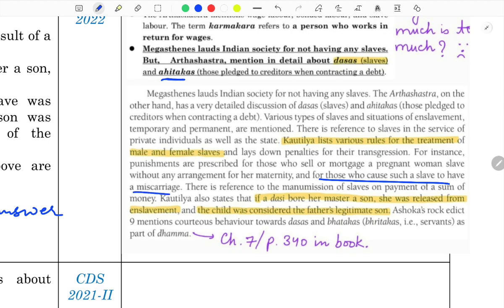There is reference to the manumission of slave on payment of a sum of money. Kautilya also states that if a Dasi bore her master's son, she was released from enslavement and the child was considered the father's legitimate son. Ashoka's Rock Edict 9 mentions courteous behavior towards Dasa and Bhatrikas. Bhatakas and Bhatrikas were servants. Okay, as part of the Dhamma. And this was also one of your statements in previous question, like what were the things to do as per the Dhamma of Ashoka. Okay, so courteous behavior toward Dasa is also one such Dhamma.